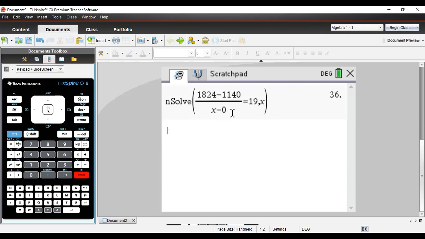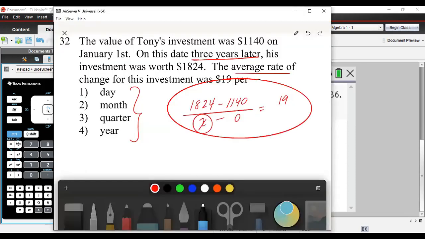So it's at 3 years, right? So let me go back to my iPad. So it's at 3 years later. So now 3 years is equal to 36 months. So the units for this was months. So he was averaging $19 per month. Every month, his investment was going up by $19.